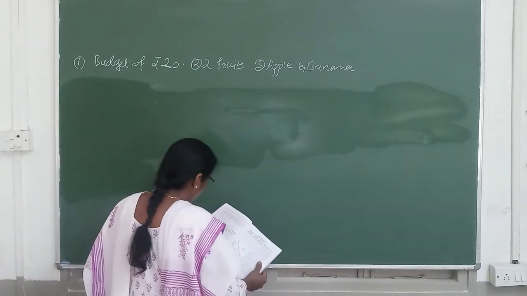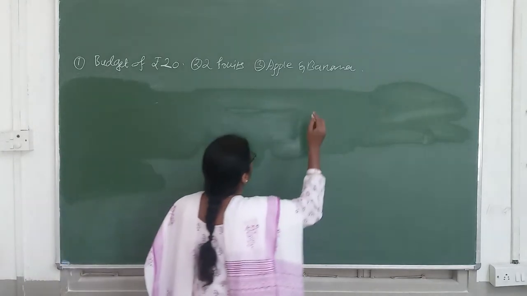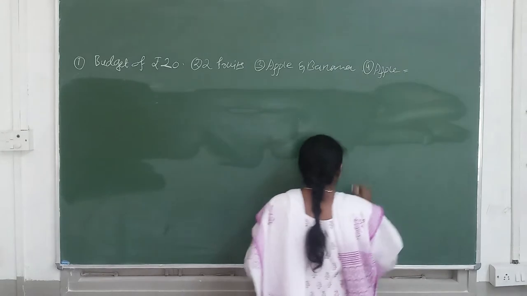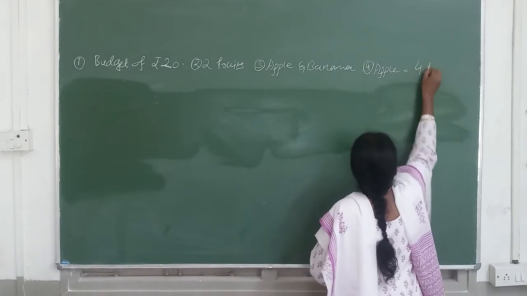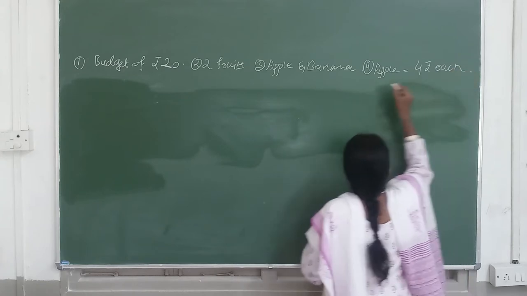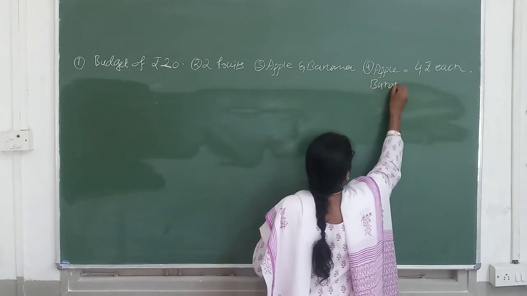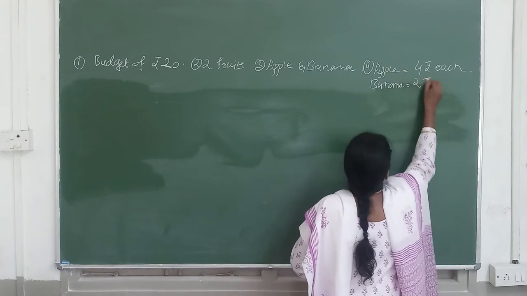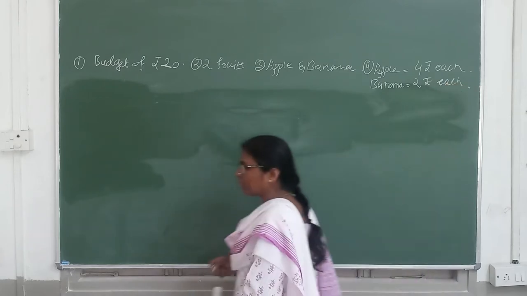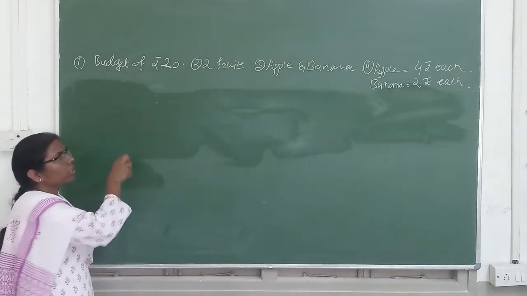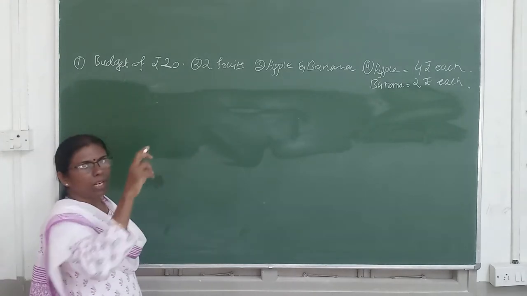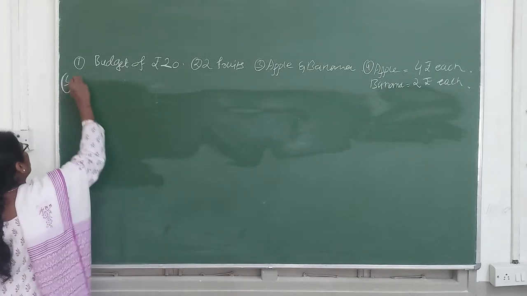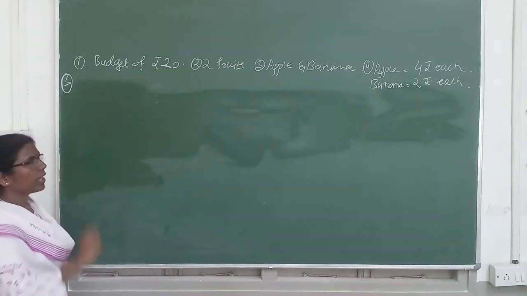And the fourth point, note that the price of apple is equal to 4 rupees each, and the price of banana is equal to 2 rupees each. So we have to prepare different budget sets with the limited income and the given prices, and this is given for 5 marks in examination, a 5 mark practical oriented question.